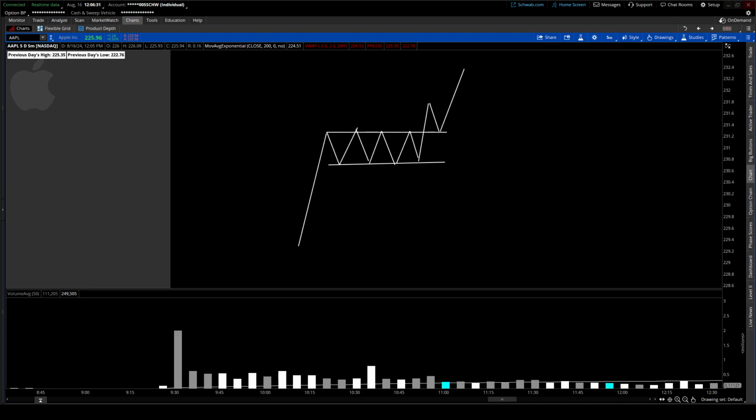NVIDIA here has a little bit of a flagging structure, right? This is what type of structure? This is going to be a bull flag structure. So what is this going to tell us? Well, usually when we see this bull flag structure, this is going to tell us that we should expect to see another leg up. So one, that's going to be a bullish confluence.